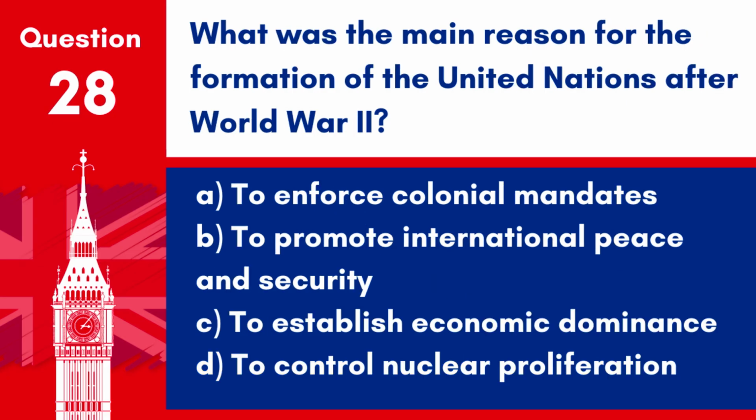Question 28. What was the main reason for the formation of the United Nations after World War II? A. To enforce colonial mandates. B. To promote international peace and security. C. To establish economic dominance. D. To control nuclear proliferation. Answer. B. To promote international peace and security. The United Nations was formed after World War II primarily to promote international peace and security.